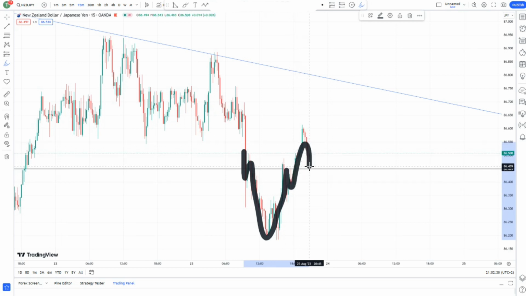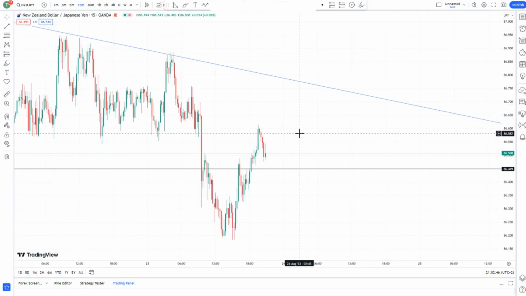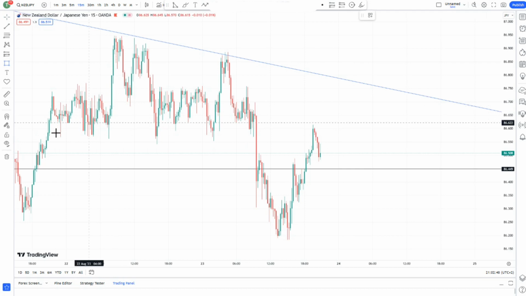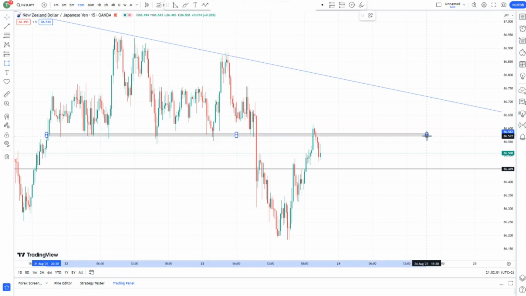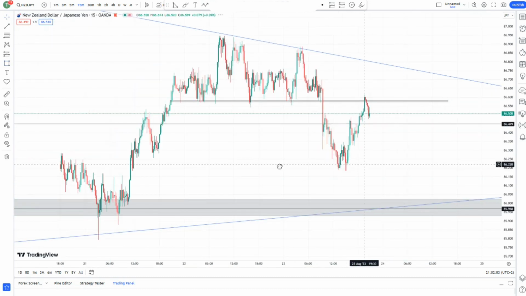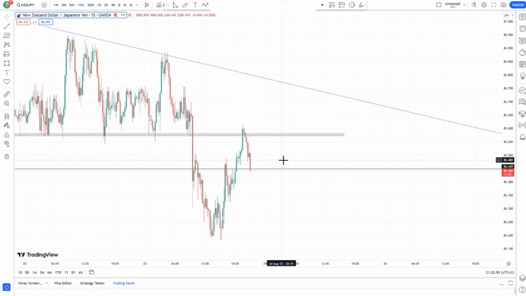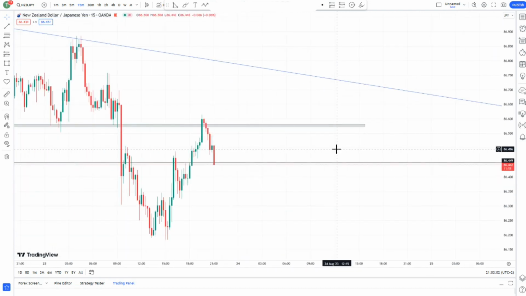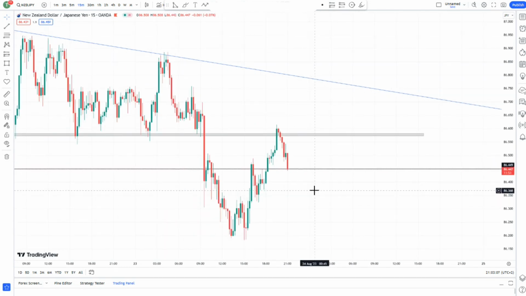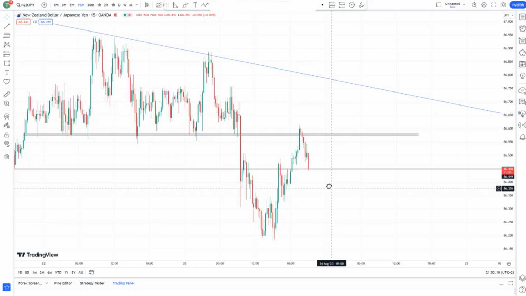Now price seems to be coming back for a retest, and we could be expecting a push towards the upside. That's what we could be expecting, but I do see this level. Make sure you don't stop looking for your key levels. They're very, very important. Look at that. It's a massive drop.